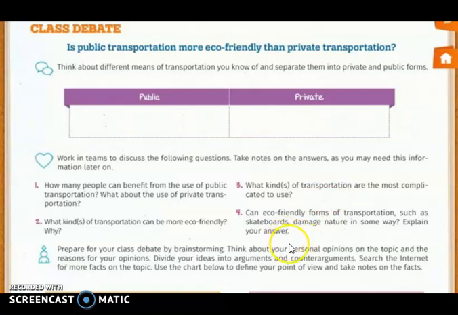Number four, can eco-friendly forms of transportation such as skateboards damage nature in some way? Explain your answer.